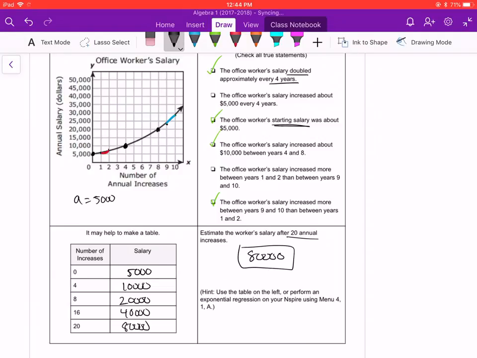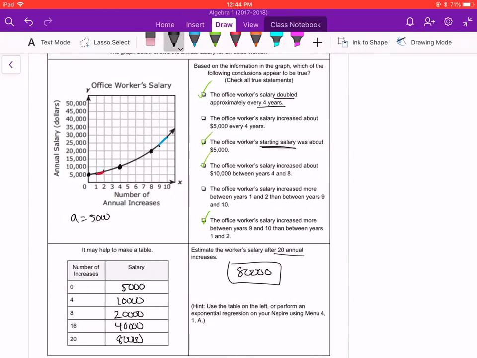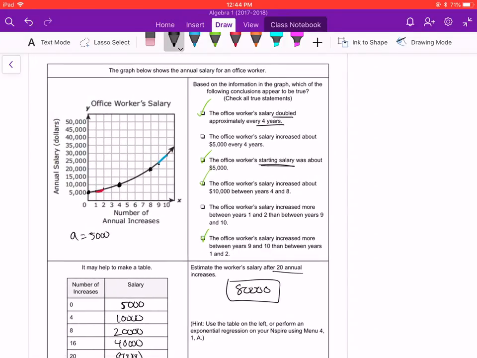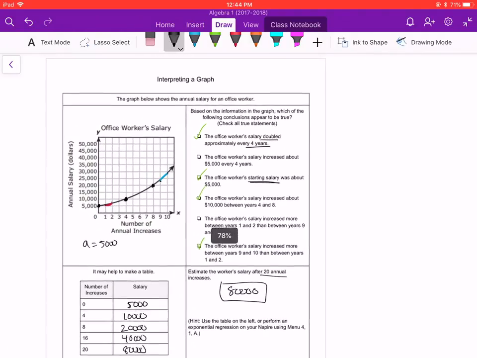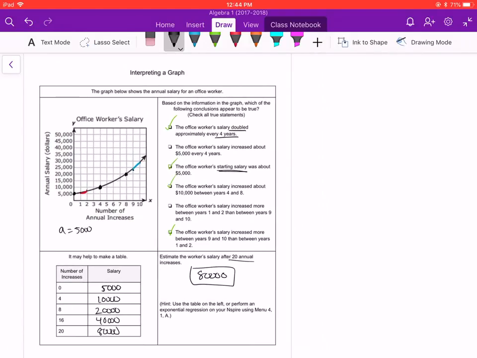So again, you can write out a table if you have to. You can use your calculator, your Inspire, to put in a table as well. It can give you a regression if you want an equation and even plug in x. It's something we did on the writing equations one. So a couple of ways to work through that. And that is it about interpreting a graph.